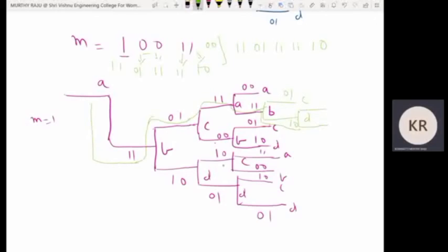Two possibilities are there: D to C, D to D. D to C is 1 0. D to D is 0 1. Consider 0. Next bit is 0. Goes to upward direction. That means output is 1 0 for this 0.